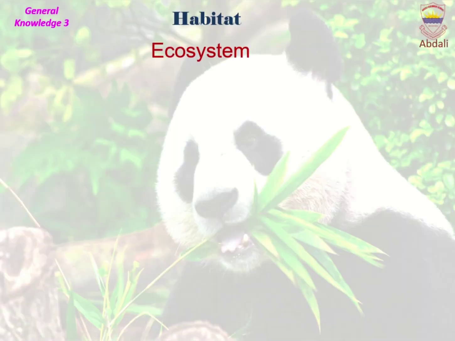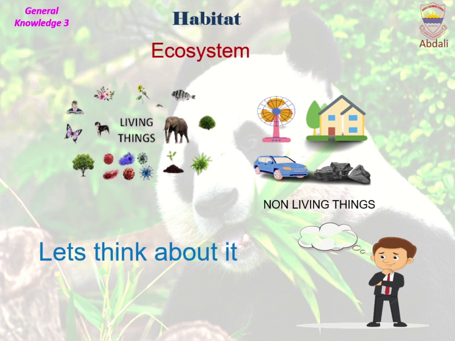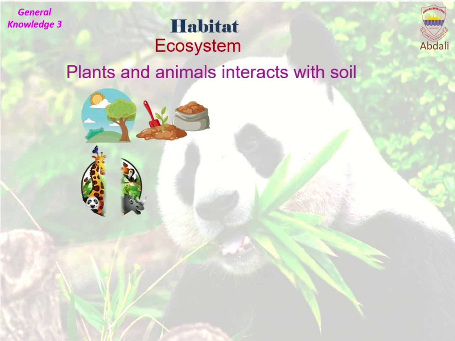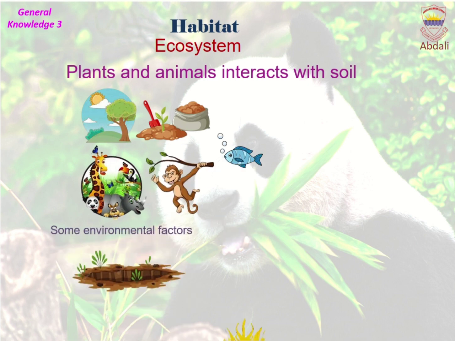Today we will learn about ecosystem. So let's dive in. Ecosystem. An ecosystem is made up of all living and non-living things in an area. Plants, animals, and other living things interact with soil, water, sunlight, and temperature. They also interact with each other.